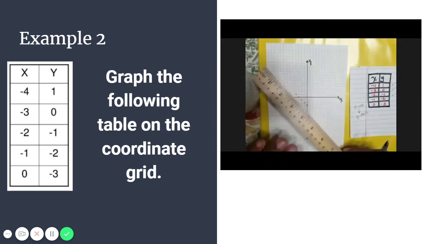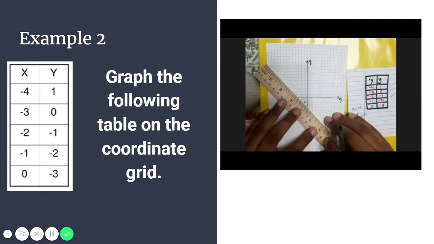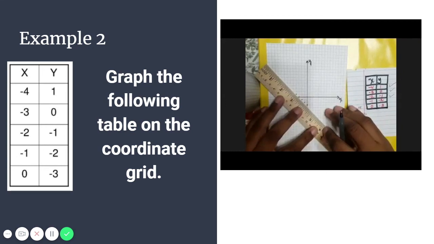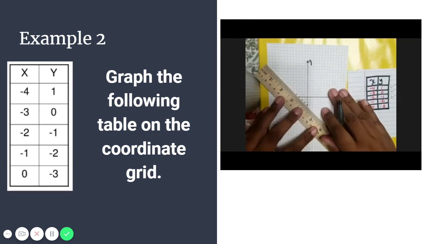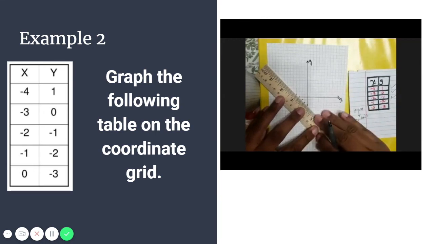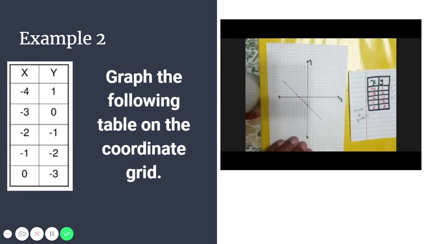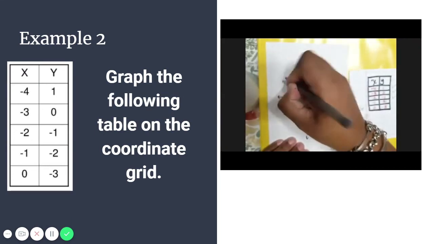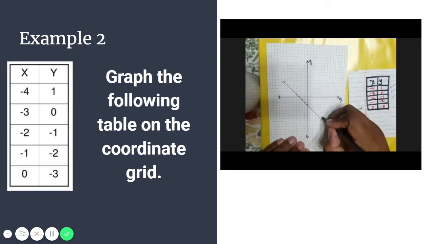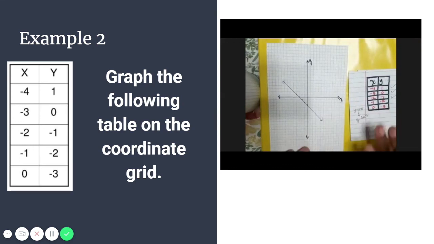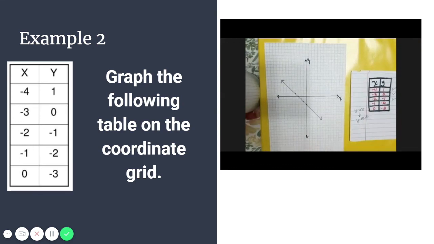And so I'm going to take my ruler or your straight edge, whatever you have, it's fine. Don't do it freehand because it won't be straight. And then I'm going to draw my line here, connect them, put my arrows on the end, which means it continues going on forever because it is a line. And that is how you plot a linear graph using a table.